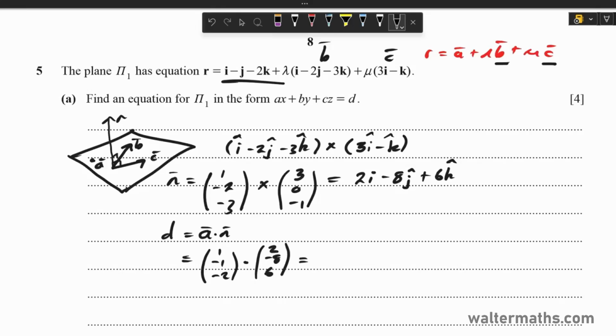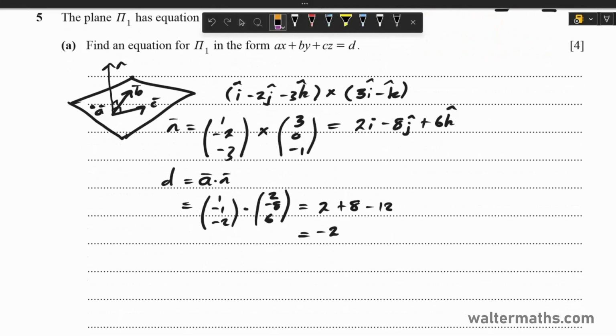All right, so that's 1 times 2 plus minus 1 times minus 8, which is 8, and minus 2 times 6 is minus 12. So that's like 2 plus 8, that's 10. 10 minus 12 is minus 2. Okay, so this is what we are having as d.